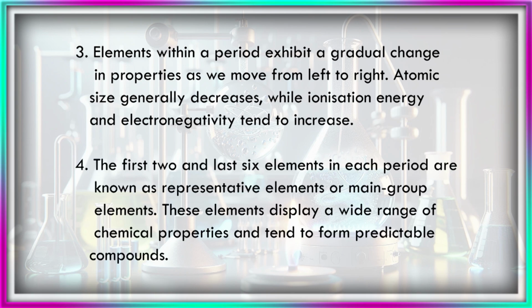4. The first 2 and last 6 elements in each period are known as representative elements or main group elements. These elements display a wide range of chemical properties and tend to form predictable compounds.